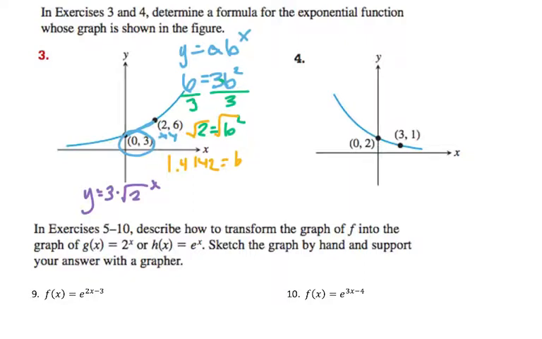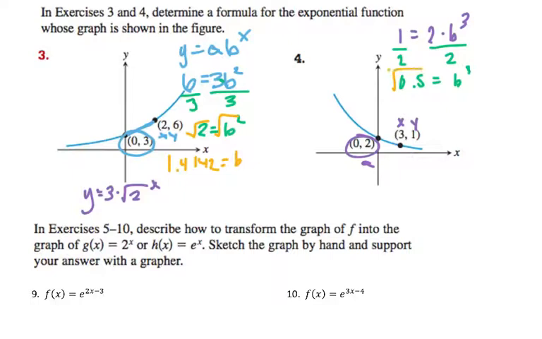Alright, and then the next one we're going to do the same process, even though it's decreasing, but it does give you the initial point, that a value, so we're going to use that. We also have our x and our y. So if we plug it into the formula equation, we have 1 equals 2 times b to the 3. So we'll do the same thing as last time, divide by that value out front, so 0.5 is going to equal b to the third.